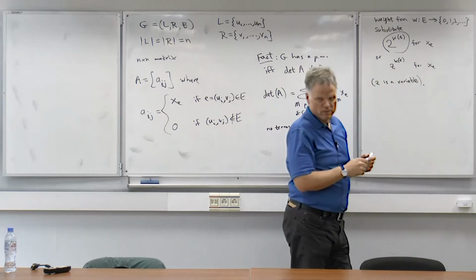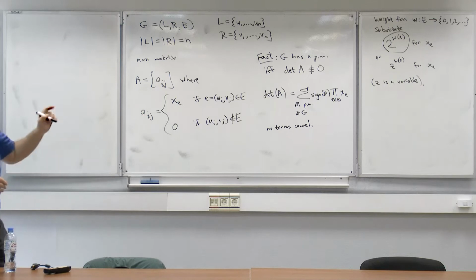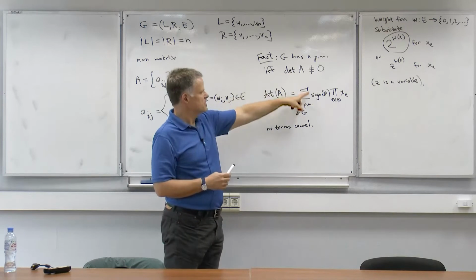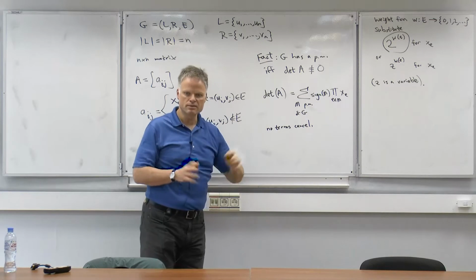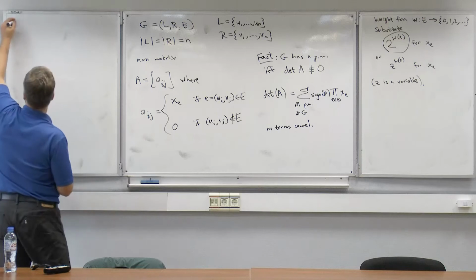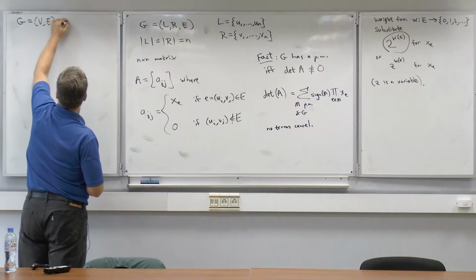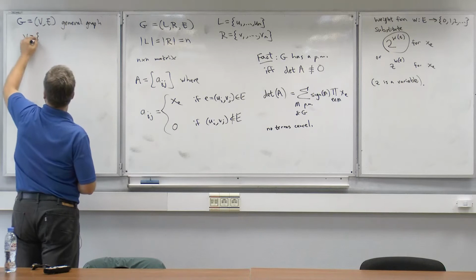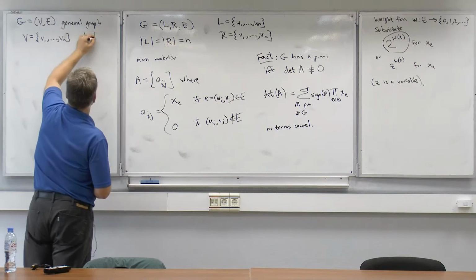All right. So I want to do something similar now for general graphs. And for general graphs, we also have a connection to a determinant, but the connection is not this simple anymore. It's more complicated, and so I want to do that connection. So now let G equal (V, E) be a general graph, V is v1 through vn, and the size of E is equal to m.